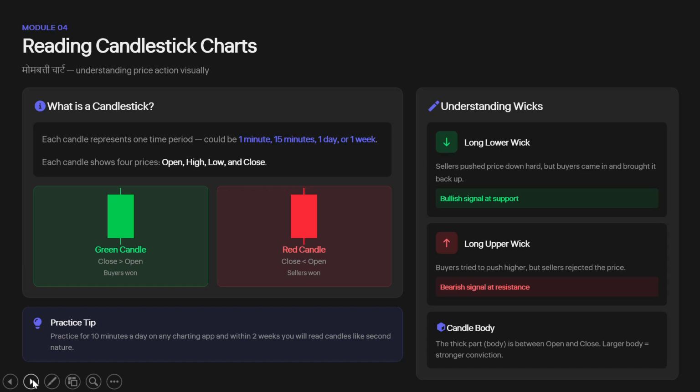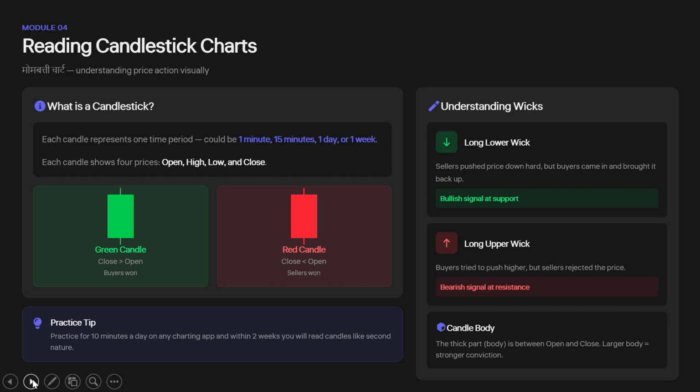Here is the most important insight about wicks. A long lower wick means sellers pushed price down hard, but buyers came in and brought it back up. That is a bullish signal at support. A long upper wick means buyers tried to push higher, but sellers rejected the price. That is a bearish signal at resistance. Do not worry if this seems complex right now. Practice for 10 minutes a day on any charting app, and within 2 weeks, you will read candles like second nature.